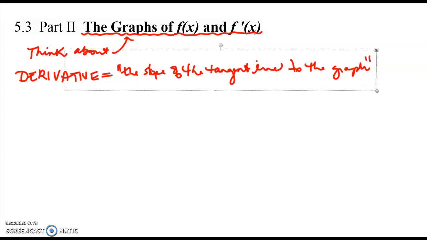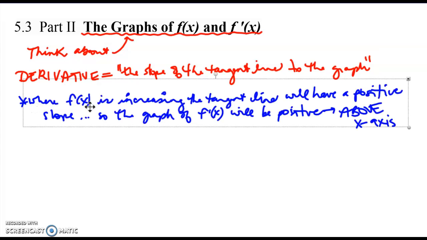Number one, where f of x is increasing, the tangent line will have a positive slope. So the graph of f prime of x will be positive in those places. When a graph is positive, it means it's above the x-axis. Similarly, where f of x is decreasing, the tangent line will have a negative slope, and so the graph of the derivative will be negative, or below the x-axis.